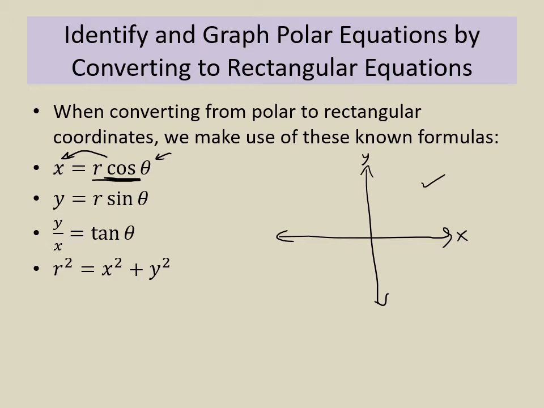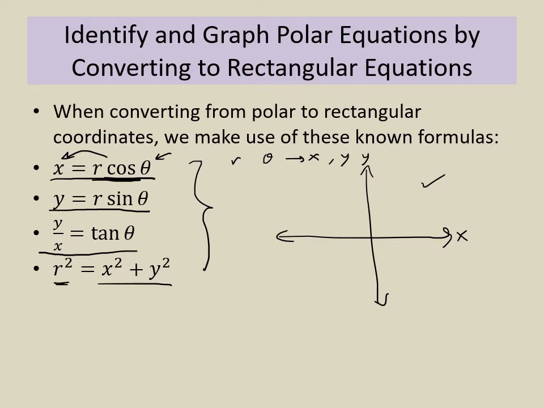In order for us to convert all the r's and all the thetas into x's and y's, we're going to use what we've learned in the last section. We know that x is equal to r cosine theta. We know that y is equal to r sine theta. We also know that tangent theta is y over x. And finally, we know that r squared is equal to x squared plus y squared, per the Pythagorean theorem. So we're going to use all of these to convert from polar to rectangular, and then we're going to graph.